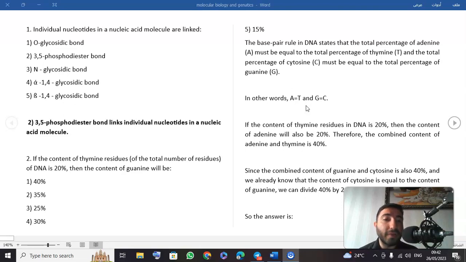So if the content of thymine residues in DNA is 20%, then the content of adenine will also be 20%. Therefore, the combined content of adenine and thymine is 40%. That's what we see in number 1.